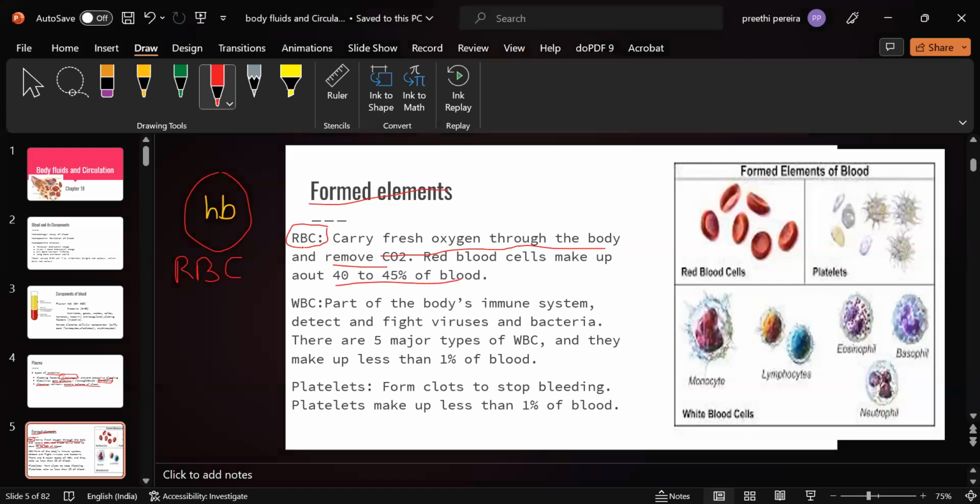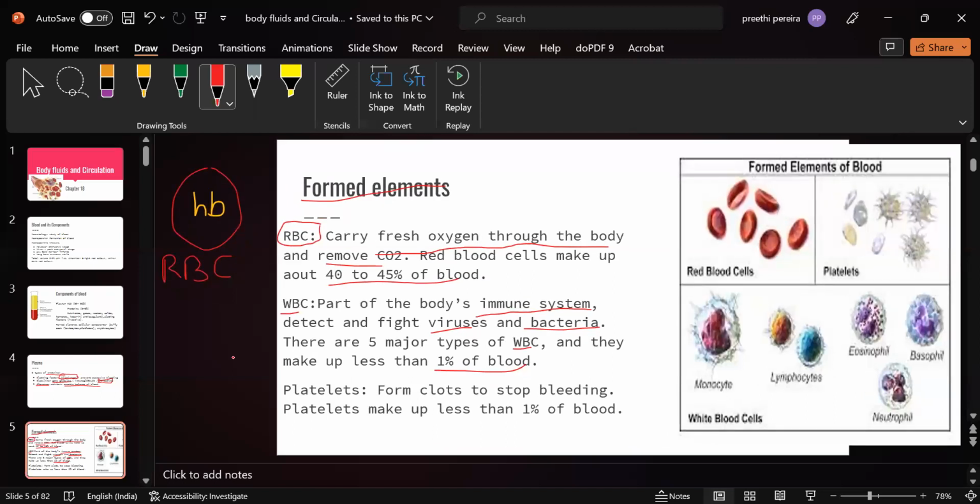This is the first component. The second component is WBC. It is part of the immune system, so they detect and fight against viruses and bacteria. There are 5 major types of WBC, which we'll be studying. They make less than 1% of our blood. So these are the 5 kinds of WBCs, which fight against viruses, bacteria and pathogens.